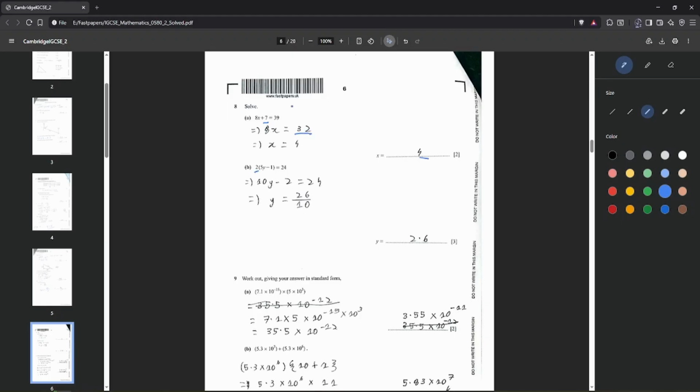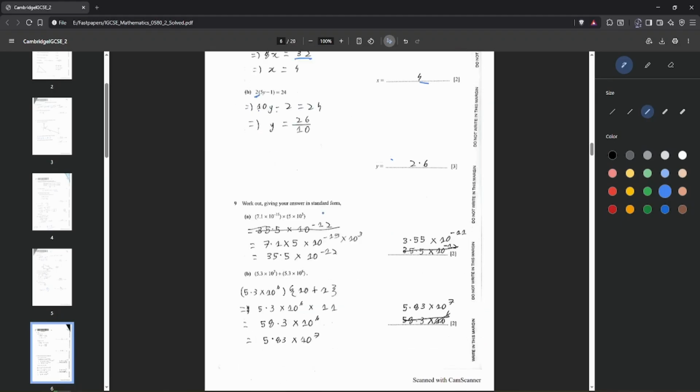Next question, 2 into 5y minus 1 is equal to 24. We break down the bracket by multiplying 2 with 5 at first, we get 10y. Then we multiply 2 with minus 1 to get minus 2. Now we bring 2 to the right to get 26, and then we divide 26 by 10, the coefficient of y, to get the answer of 2.6.